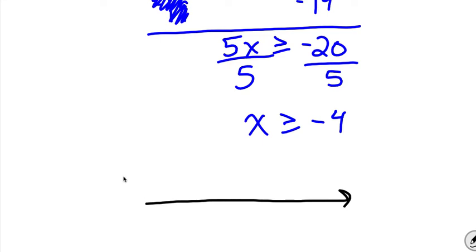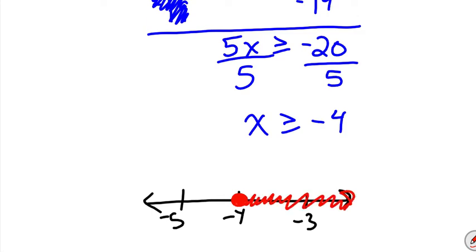Graph it. Put the number I just solved for in the middle. One number less than it on the left. One number greater than it on the right. At negative 4, greater than or equal to, so that means a filled in closed circle goes at negative 4. The arrow is pointing to the right, so I will shade to the right. Those are all the numbers greater than negative 4.